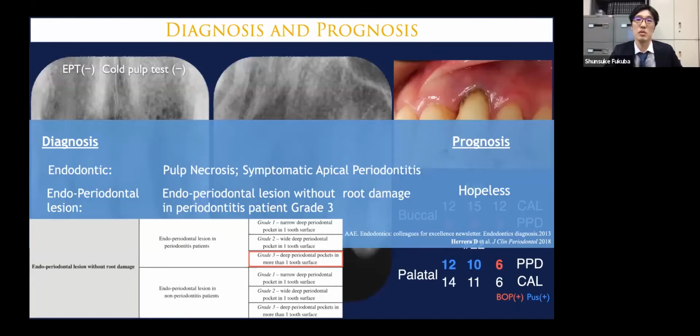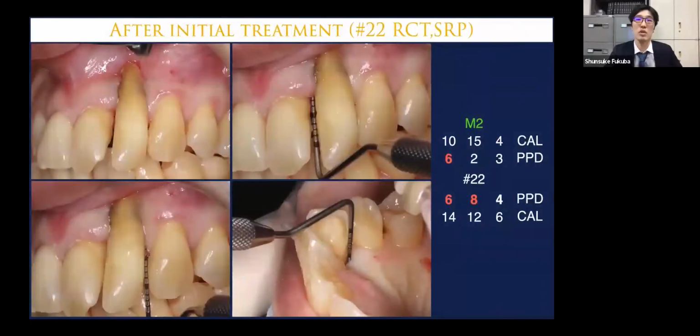The prognosis of this tooth was hopeless, but we should keep in mind that the prognosis can be changed dynamically after the treatment. I performed the initial treatment for the tooth number 22, as well as the whole mouth, including root canal treatment and scaling and root planing. This was the result after the initial treatment. The soft tissue was extremely shrunken and the improvement of the periodontal tissue was obtained. The attachment of the distobuccal aspects of the root still remained.